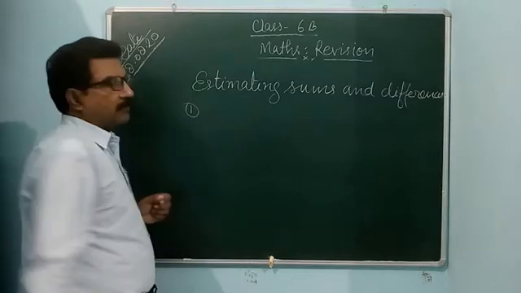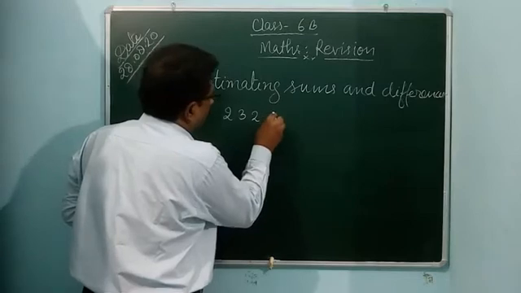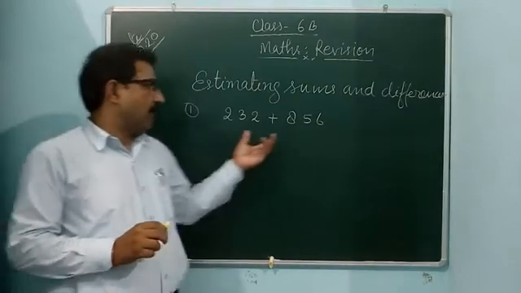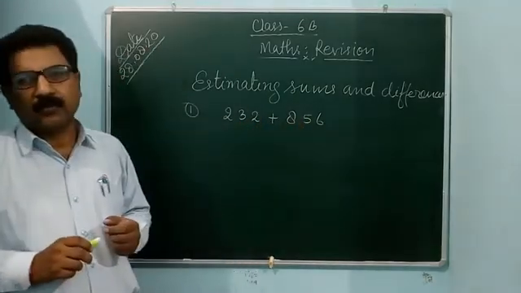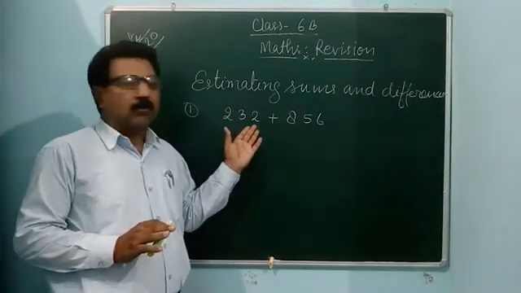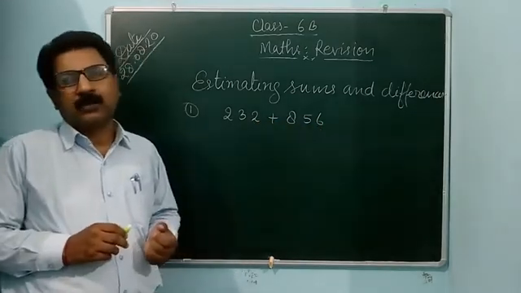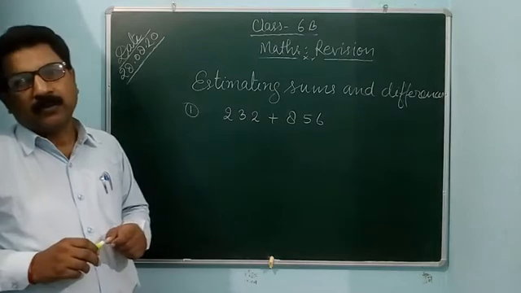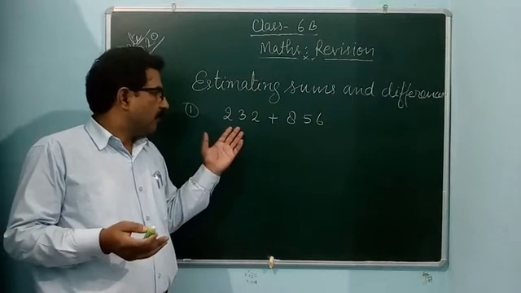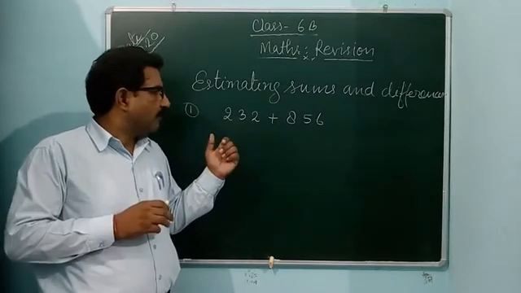As example number one, 232 plus 856. You have to find out the sum as estimated. So if the digits are equal, 232 is a 3-digit number and 856 is also a 3-digit number. If the digits are equal, then we look at how many digits the number is made of.